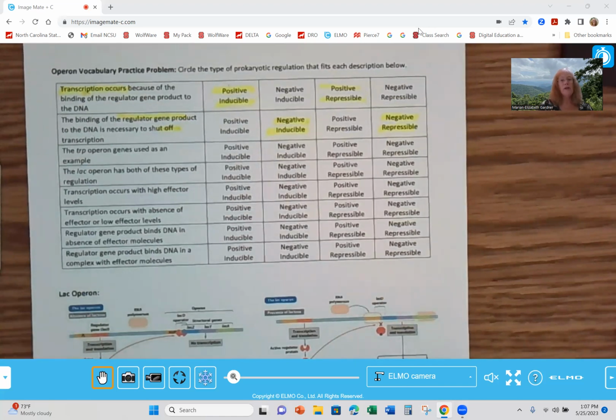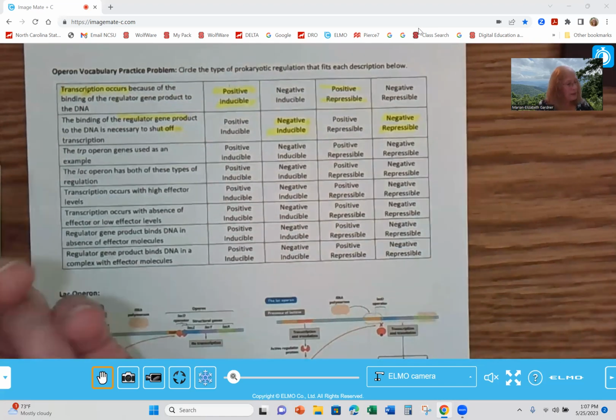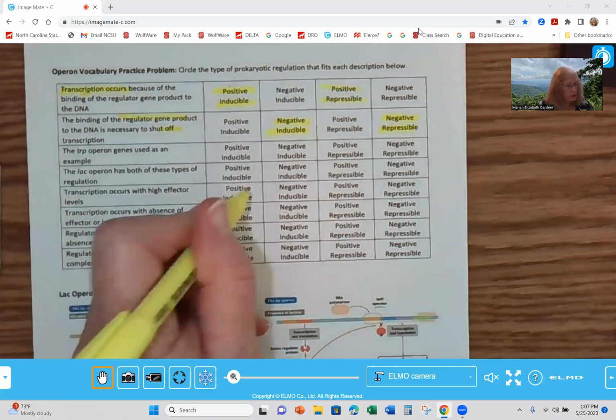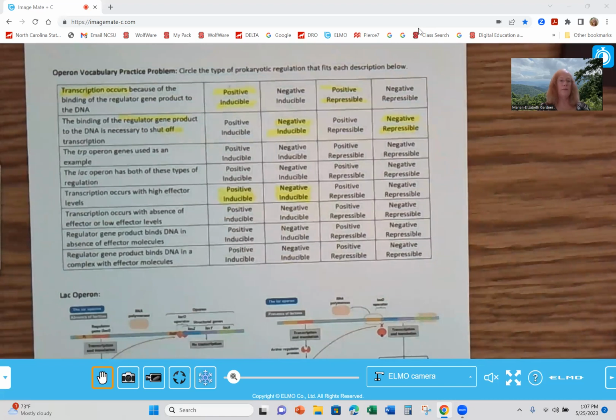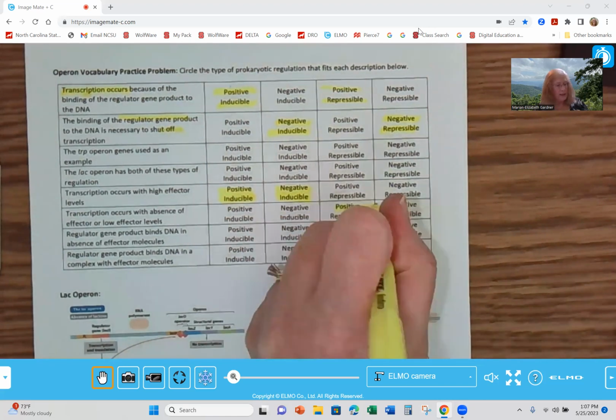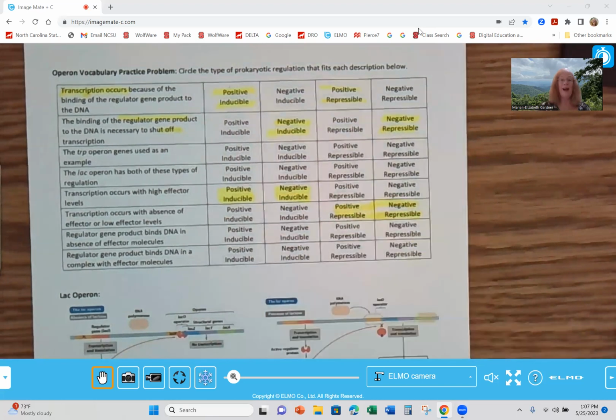Remember on our last page, we talked about inducible control, and that would be when you have a high effector and that causes transcription to be on. So both of these with inducible control would be answers here. Transcription occurs with the absence of the effector or low effector, and that would be repressible. Because typically when you have the effector present in a repressible situation, that's turning transcription off.